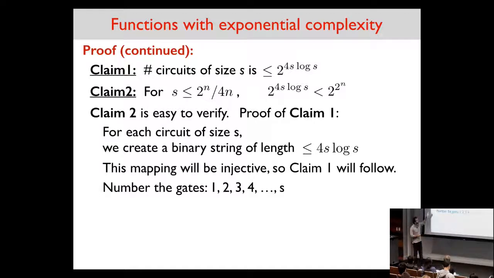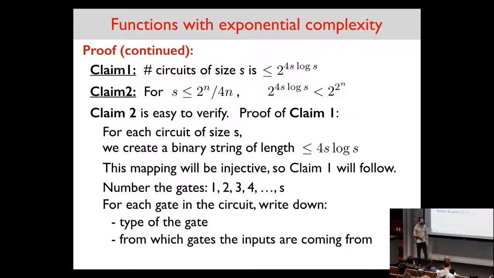So let's do that then. Let's show a mapping from the circuits to binary strings of this length. To do that, we're going to take a circuit and show how we can encode it using a string of this length. So let's number the gates 1, 2, 3, 4 up to s. For each gate in the circuit, we're going to write down first the type of the gate. And then the second thing we're going to write down is from which gates the inputs are coming to that gate. If you write this information down for each gate, then that basically describes the circuit. From this description, I can construct the circuit.